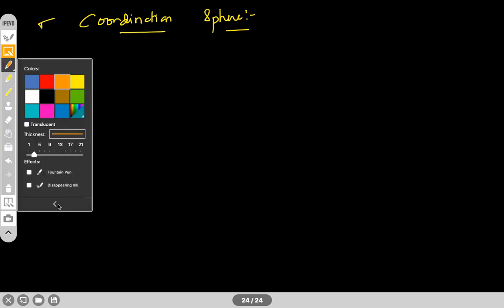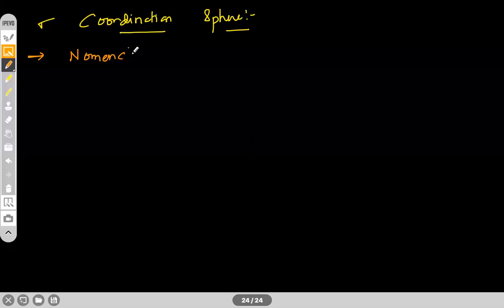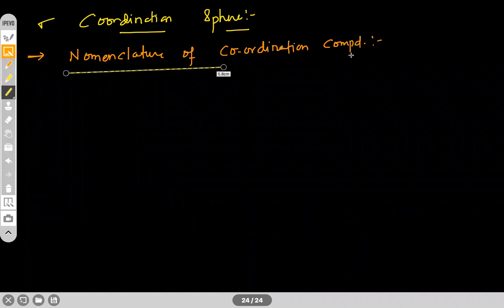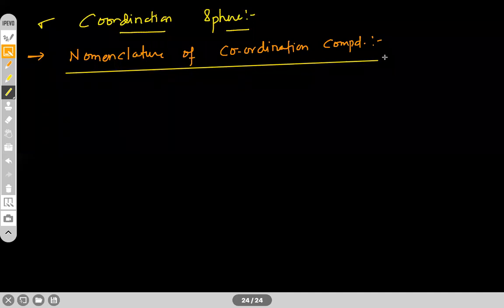The next topic we are going to start is nomenclature of coordination compounds. Nomenclature, like we did in organic chemistry. Here we have some rules, so we'll follow those rules to write down the names of these compounds.